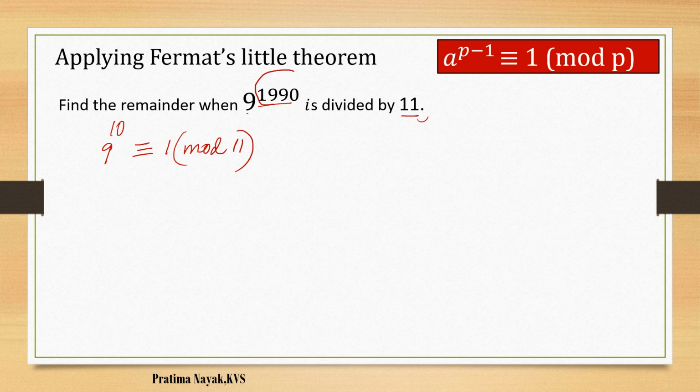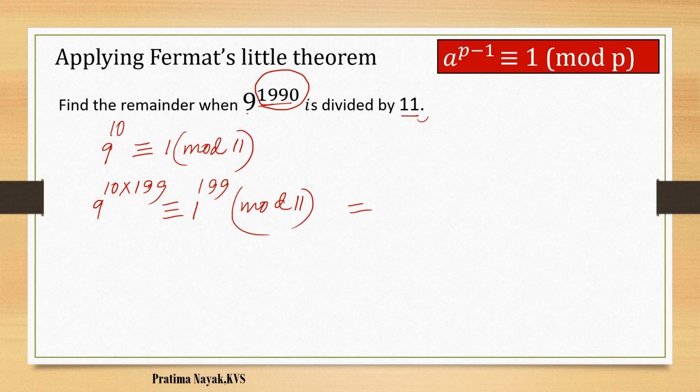So we'll now write 1990 in terms of 10. So this will be 10 into 199. So this is congruent to 1 raised to the power 199 modulo 11. It will be 1 modulo 11. So 1 is the remainder.